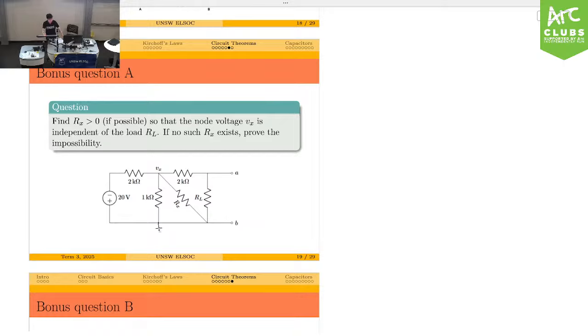So let's look at this now. Again, by looking at this circuit, do we see there's nothing connected to A and B, right? So the 2 kilo ohm and the RL is actually in series. So we can resketch a circuit like this. That's 2 kilo ohm. That's 1 kilo ohm. That's going to be Rx.